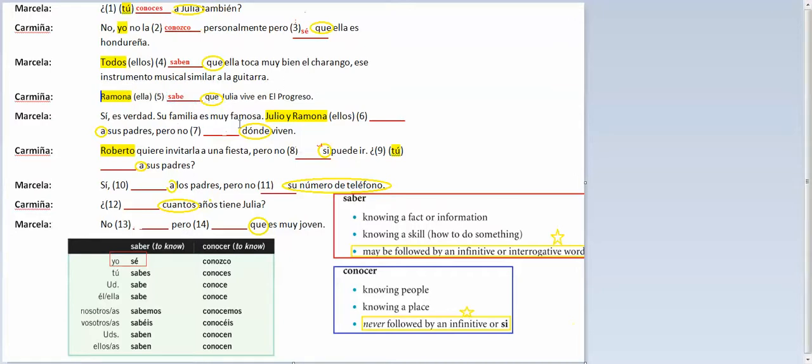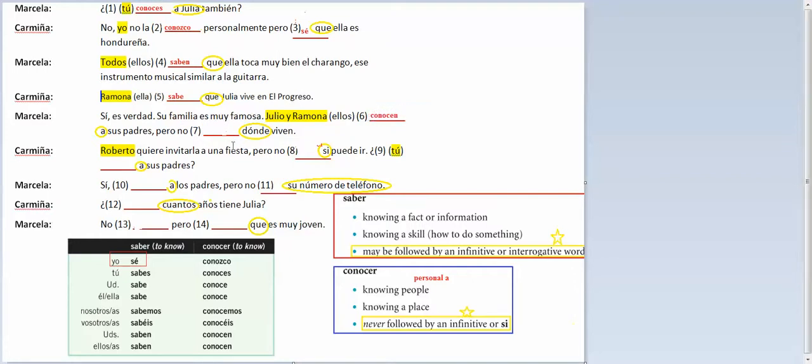Sí es verdad, su familia es muy famosa. Julio y Ramona blank a sus padres. Here again, I've got that personal a. And if you remember, personal a always goes with conocer, which maybe I should go ahead and type that in. So therefore, it would be conocer, and it's ellos. So if I go down here to ellos and I go across, it would be conocen.